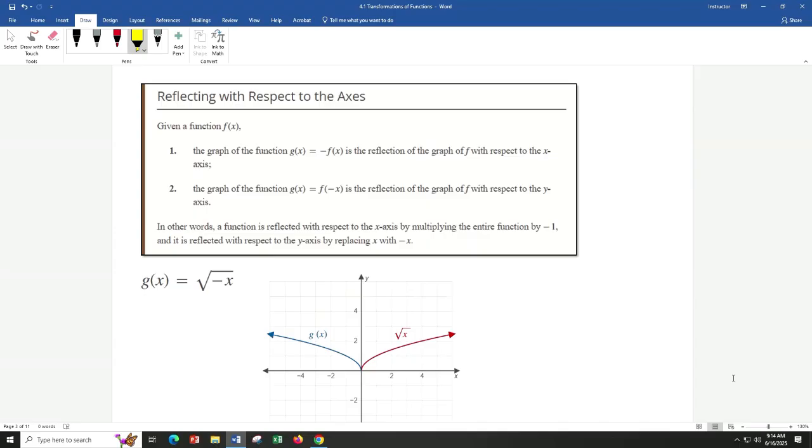But then I start messing with things. The graph of the function g of x equal to negative f of x is the reflection of the graph with respect to the x-axis. Or the graph of the function g of x is f of negative x is the reflection with respect to the y-axis. That looks a little weird. In other words, a function is reflected with respect to the x-axis by multiplying the entire function by -1, and is reflected with respect to the y-axis by replacing x with negative x. Okay, let me show you what all this says.